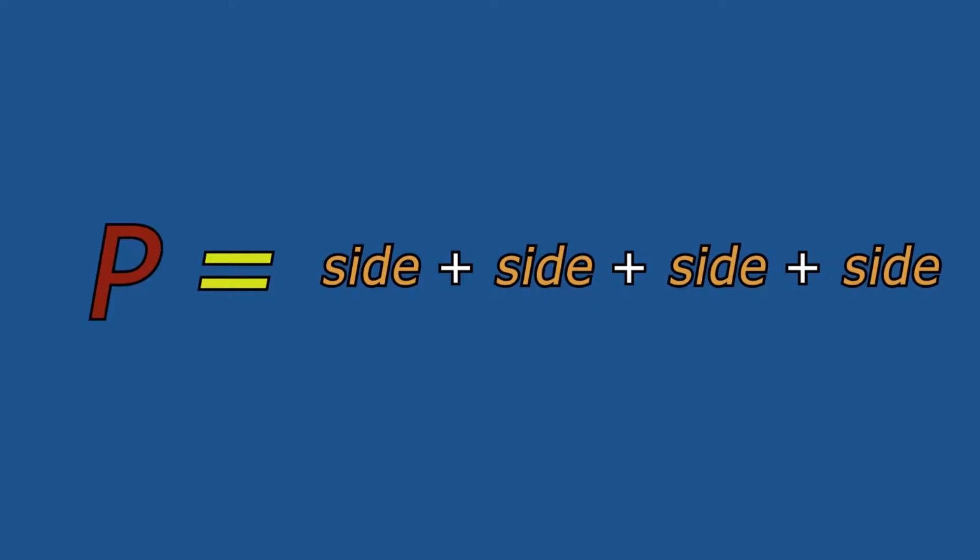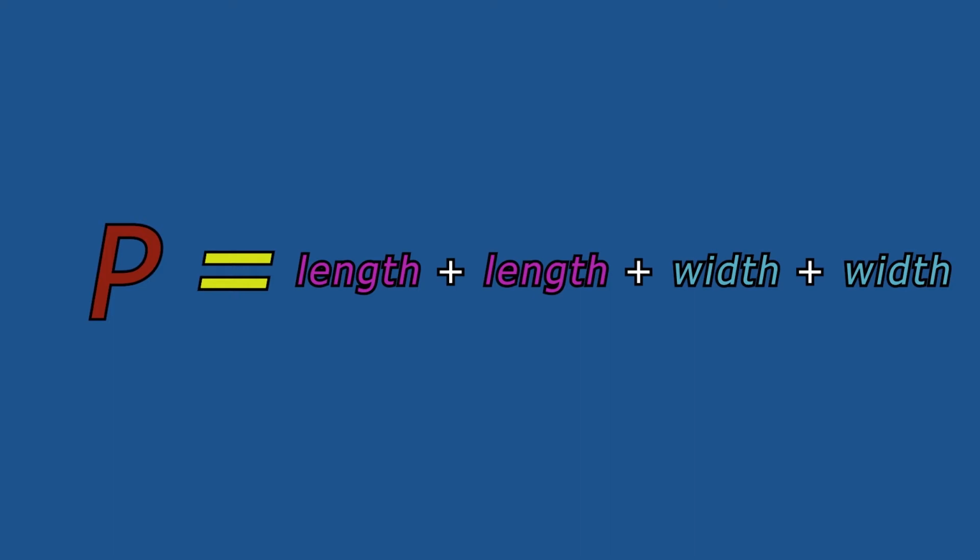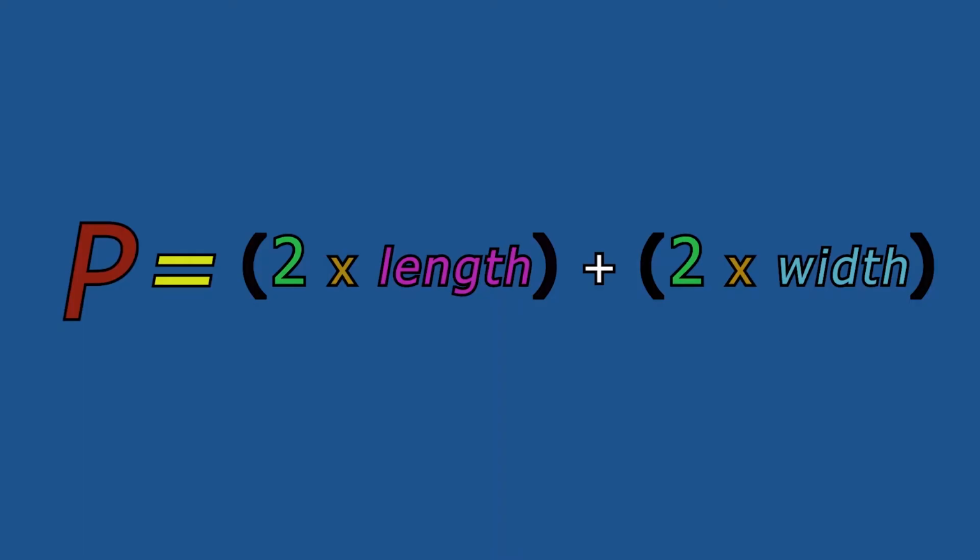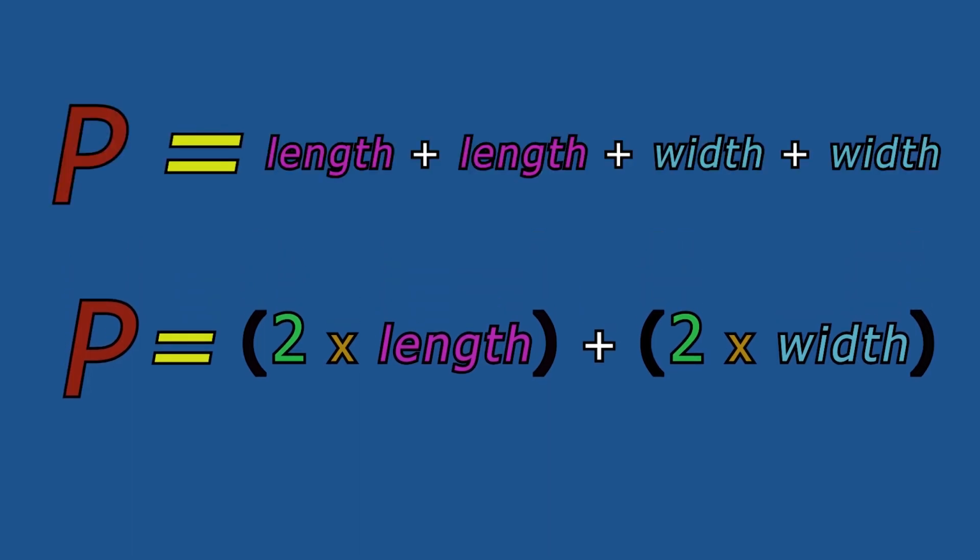We can rewrite the formula as perimeter equals length plus width plus length plus width. And since we are adding 2 lengths together that are the same size and 2 widths together that are the same size, we can simplify this formula by writing it as perimeter equals 2 times length plus 2 times width. These two formulas look different, but they mean the same thing.